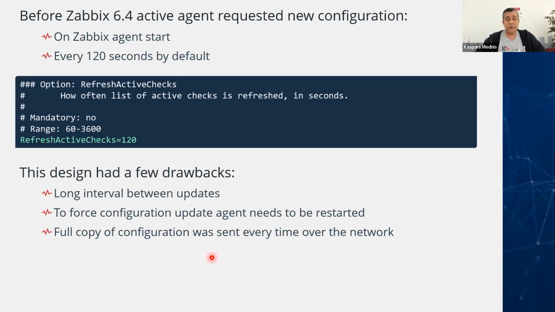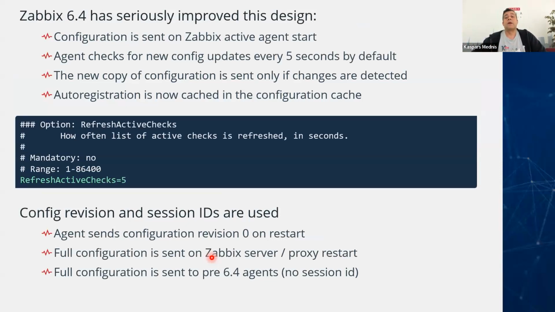So what we did, we also improved it. Also based on revisions, the idea is very similar to the proxy. So now the agent checks for config updates by default every 5 seconds. Every 5 seconds, the agent sends like, hello, do you have new config? But those are very small data probes. And it's comparing revisions, right?